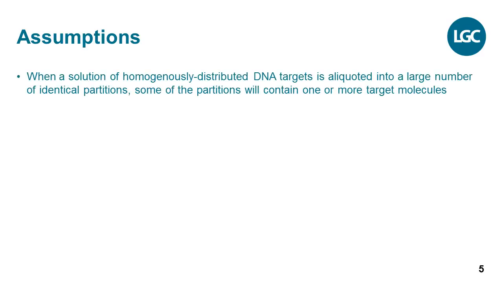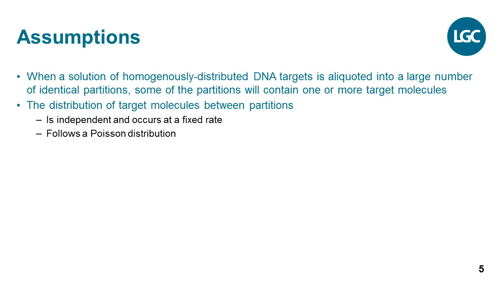The digital PCR technique is based on a number of key assumptions. Firstly, that the DNA targets are distributed homogeneously within the test sample, such that when aliquoted into a large number of identical partitions, some of the partitions will contain one or more than one DNA target. Secondly, that provided the distribution of DNA targets between the partitions is independent and occurs at a fixed rate, the distribution of DNA targets across the partitions will be Poissonian.